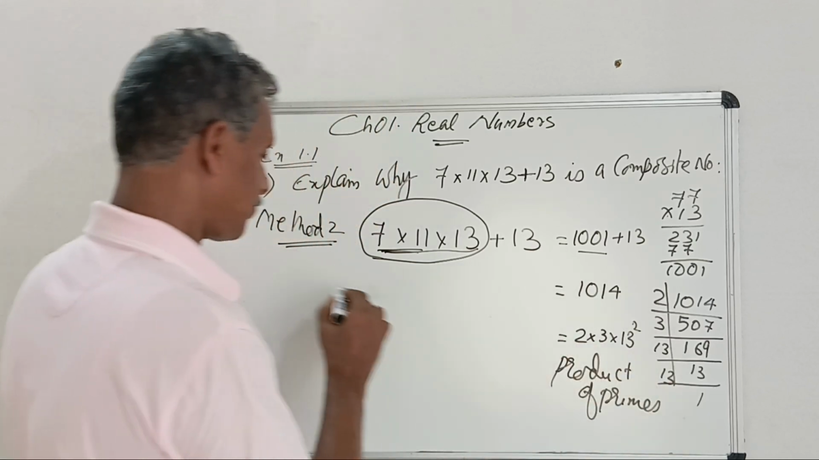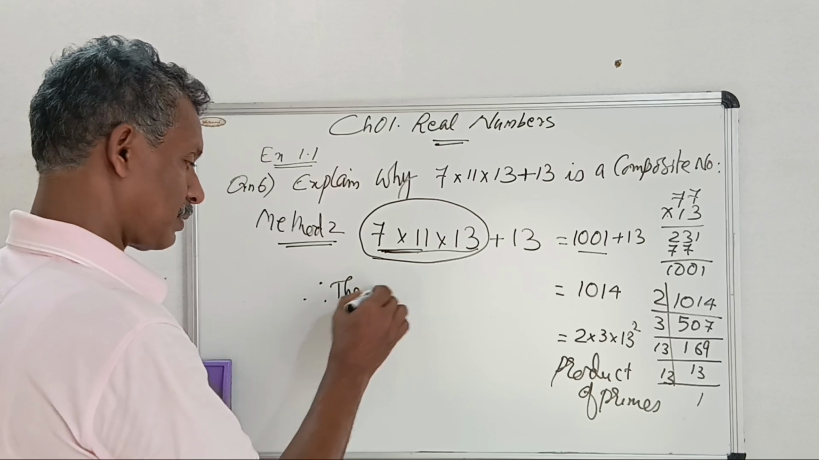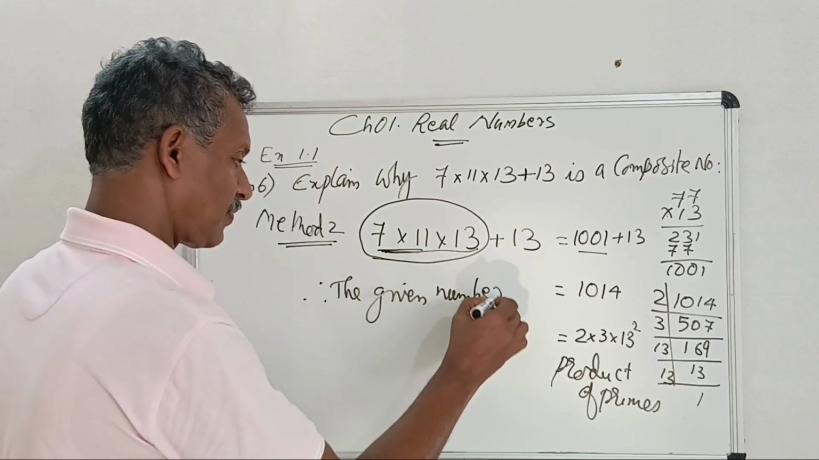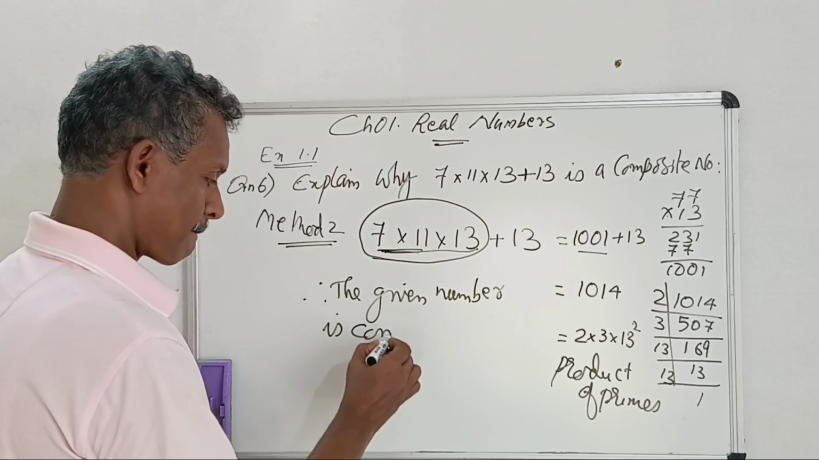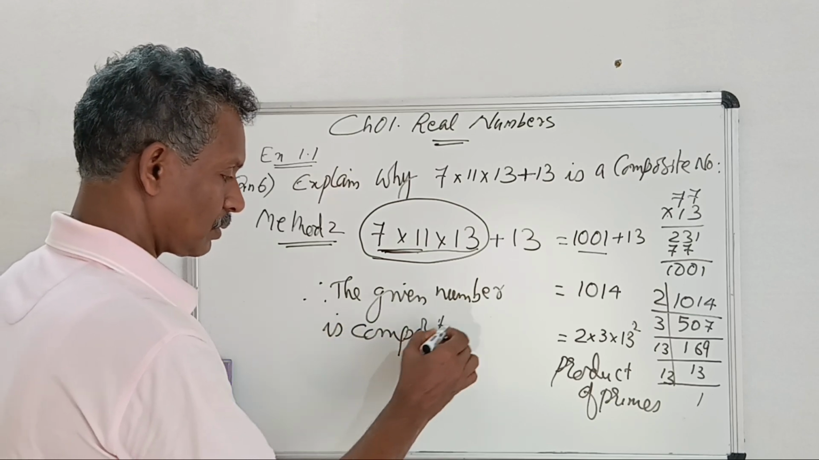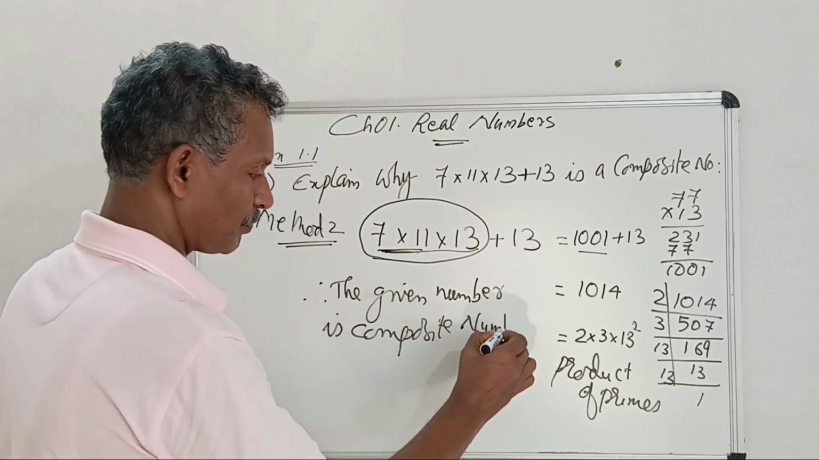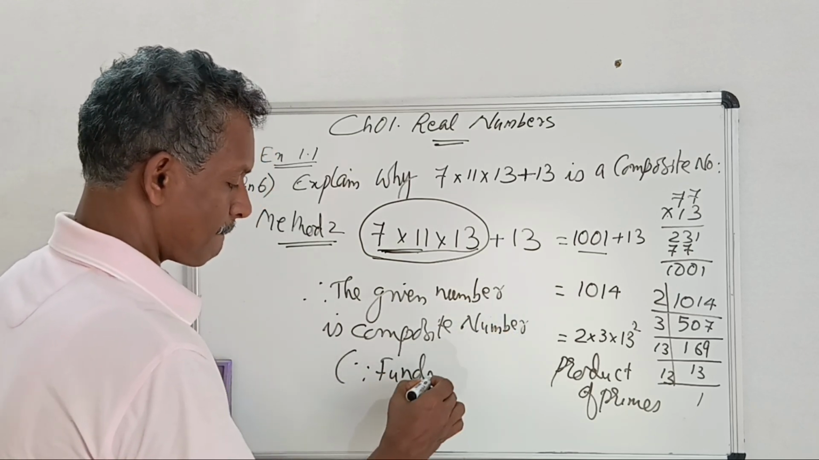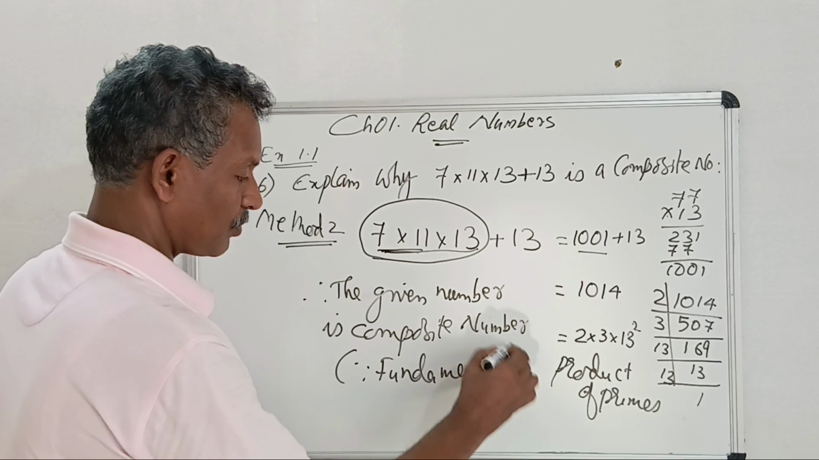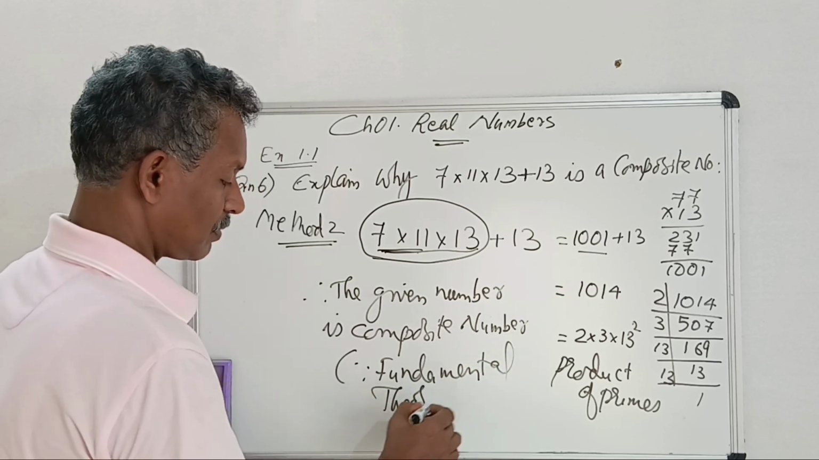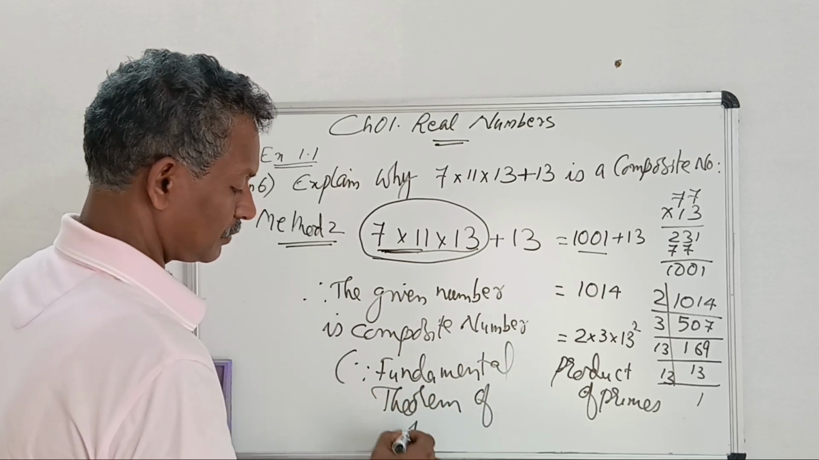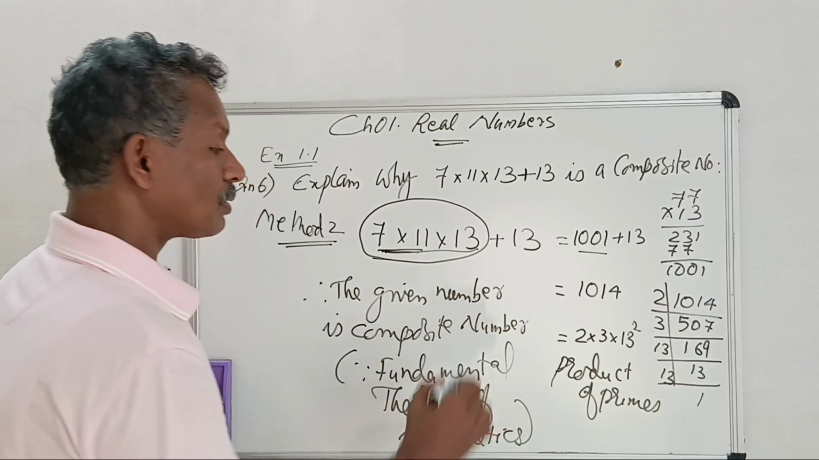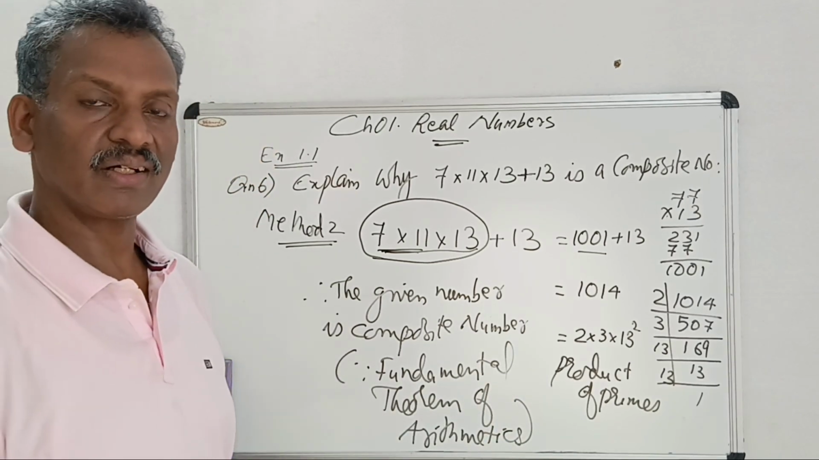It is a product of primes. Therefore, the given number is a composite number because of the fundamental theorem of arithmetic. So this way also we can write the answer.